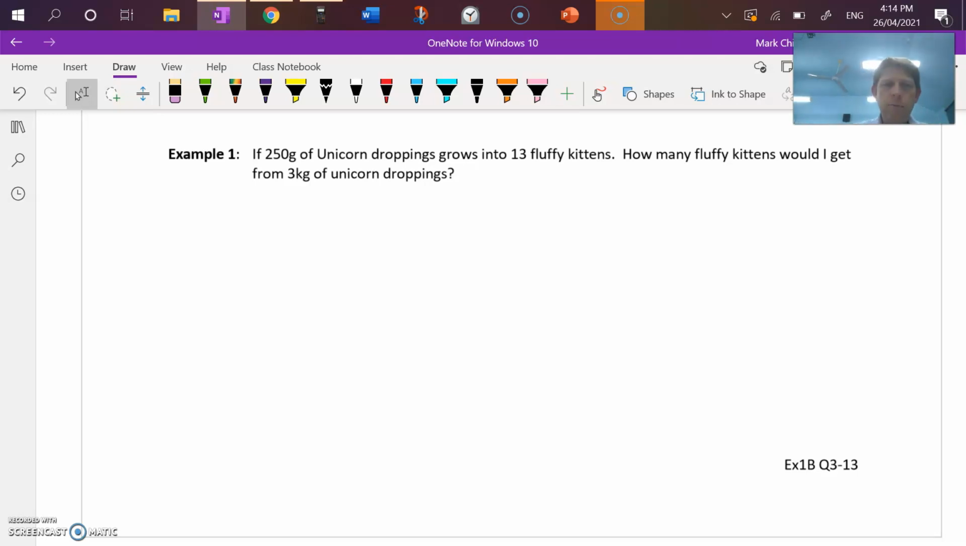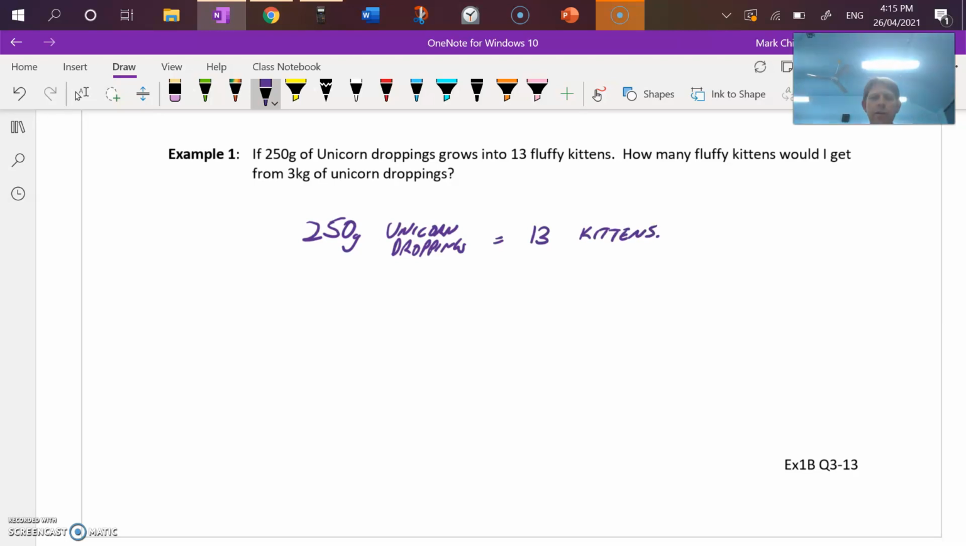But just to give a further example, if 250 grams of unicorn droppings grows into 13 fluffy kittens, how many fluffy kittens would I get from 3 kilos of unicorn droppings? The first thing I'll say is try to get the unicorn droppings and the fluffy kittens out of your mind and just deal with what's there. So we represent this as a little equation. I know that 250 grams of unicorn droppings equals 13 kittens. If I've got 250 grams of unicorn droppings, I get 13 kittens. That's why we've got the equal sign there. It's a bit of a strange way of thinking about it, but that's okay.